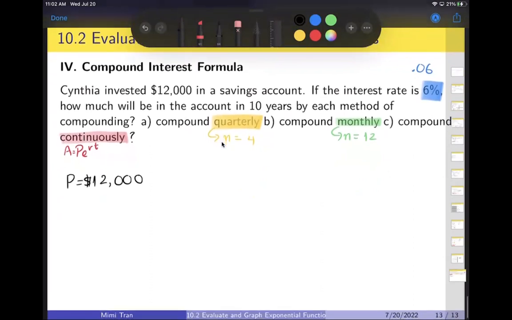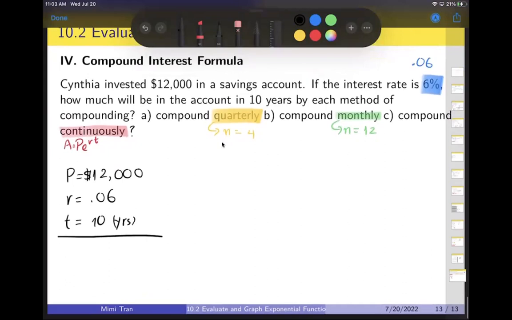If the interest rate is 0.06, R is 0.06. How much will be in the account in 10 years? So 10 years, that's T, that's time. And for A, they want you to find the balance when n equals 4.